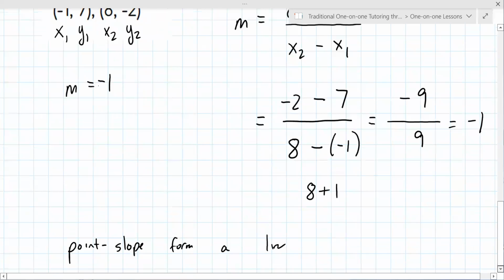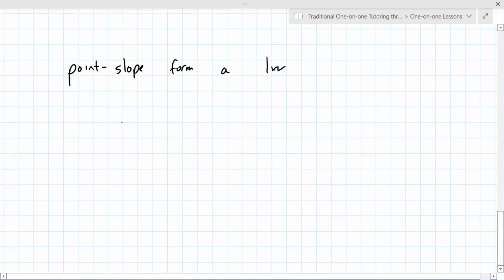So it's y minus y1 equals m times x minus x1. Follow along with me here one more time. Y minus y1 equals slope, that's m, times x minus x1. You have to have that down in your notes. You have to know that.